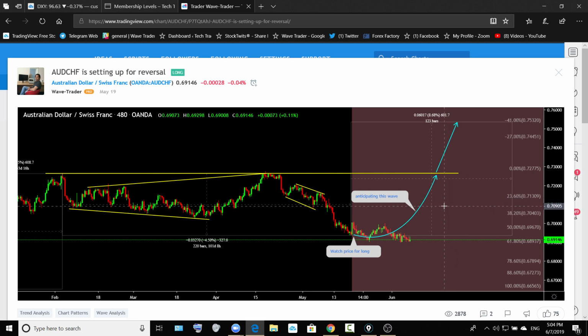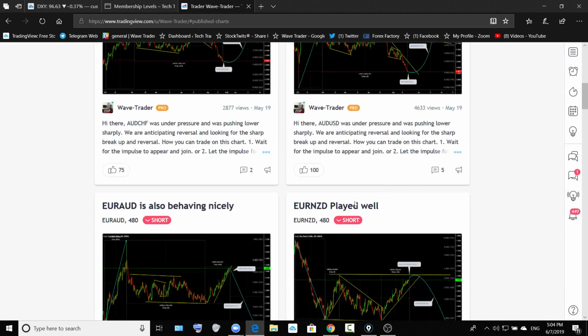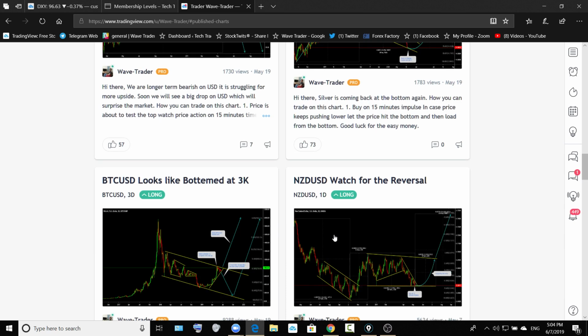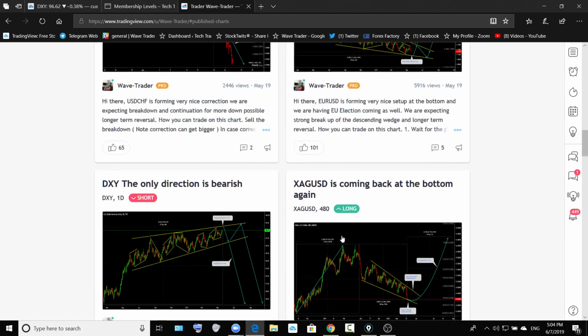When you look at these charts, they are clearly telling you what is happening in the market. The dollar is going down at the moment. The dollar is under pressure today, specifically after the non-farm payroll. This might be a longer term reversal on the dollar, or it might be a correction for more downside, for one more drop.